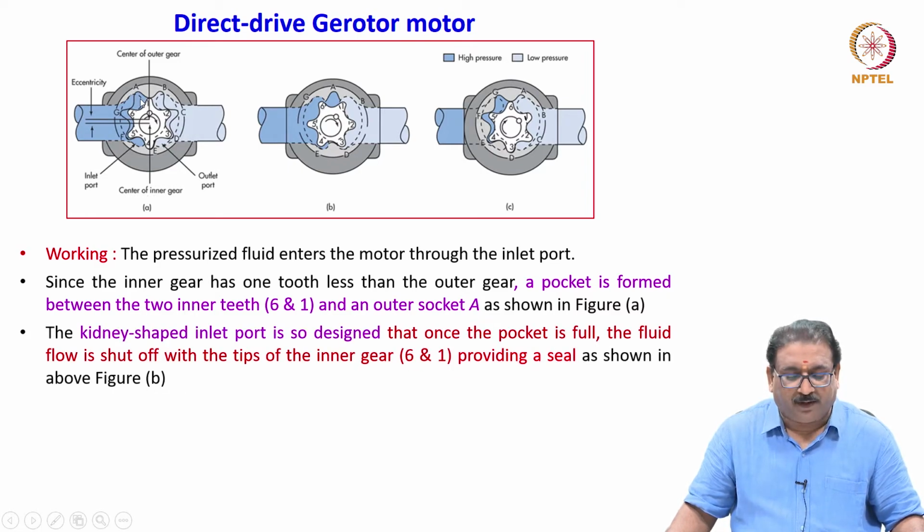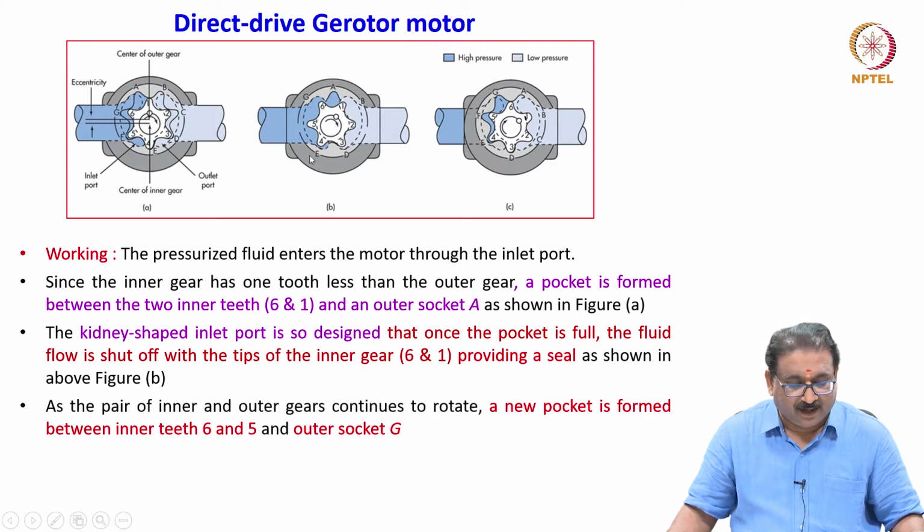The kidney shaped inlet port is so designed that once the pocket is full, the fluid is shut off with the tips of the inner gear teeth 6 and 1. It is blocked, sealed, as the pair of inner and outer gears continues to rotate.